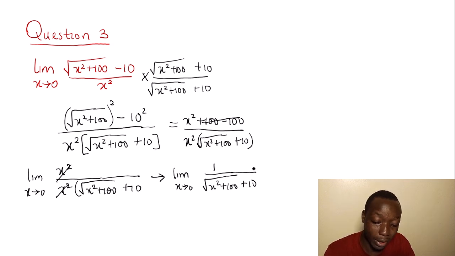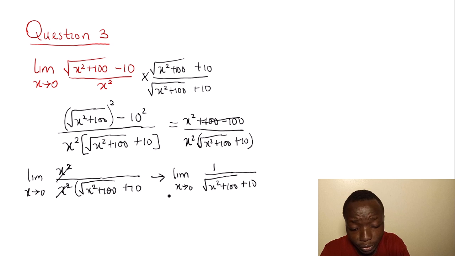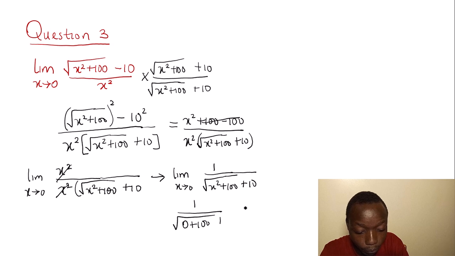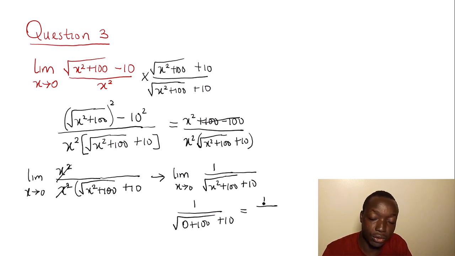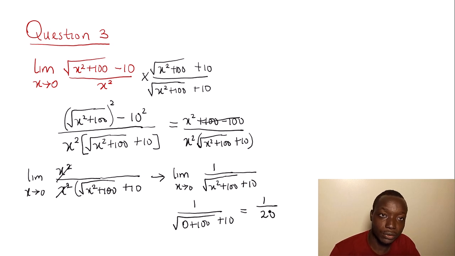After any cancellation happens, you can now go ahead and substitute your limit value. So let's substitute x equal to 0. We're going to have 1 over square root of 0 squared, which is 0, plus 100, and plus 10. 0 plus 100 is 100, so square root of 100 is 10. 10 plus 10 is 20, so you have 1 over 20. This is your answer to this question.